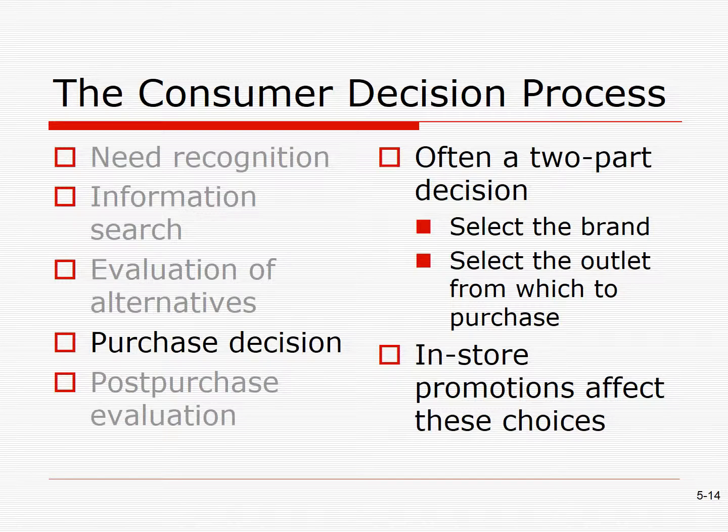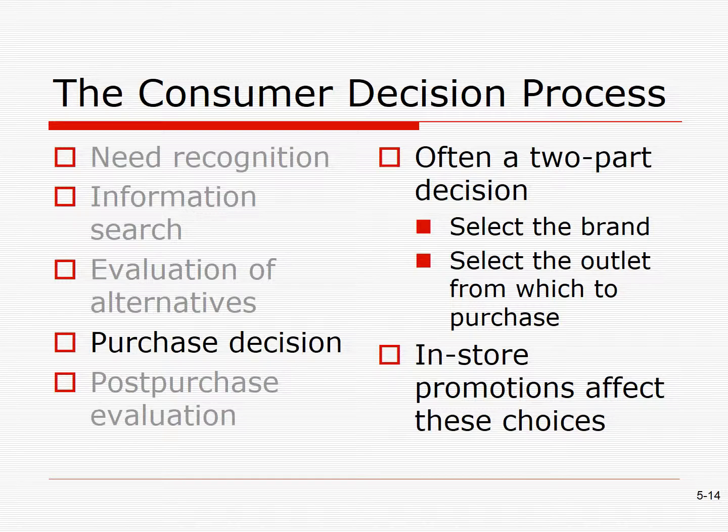Now, interesting point about the purchase decision. You can see in the slide here, often this decision is a two-part decision. First is the brand selection, the second is the outlet selection. The outlet, where are you actually going to purchase it? Now, the reason this is interesting is because when you think about it from the standpoint of brand and outlet choices being independent from one another, you realize that there's actually two independent decision processes here. And those decisions can come in any order. That is, you can select the brand first and then the outlet, or the outlet first and then the brand.